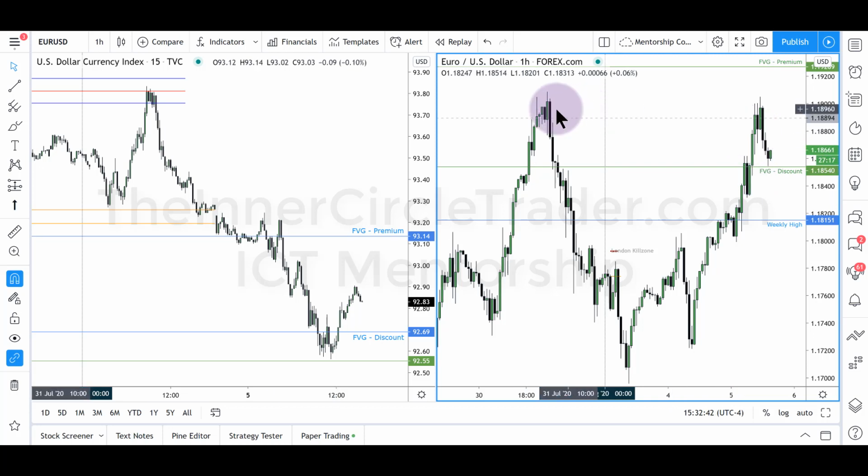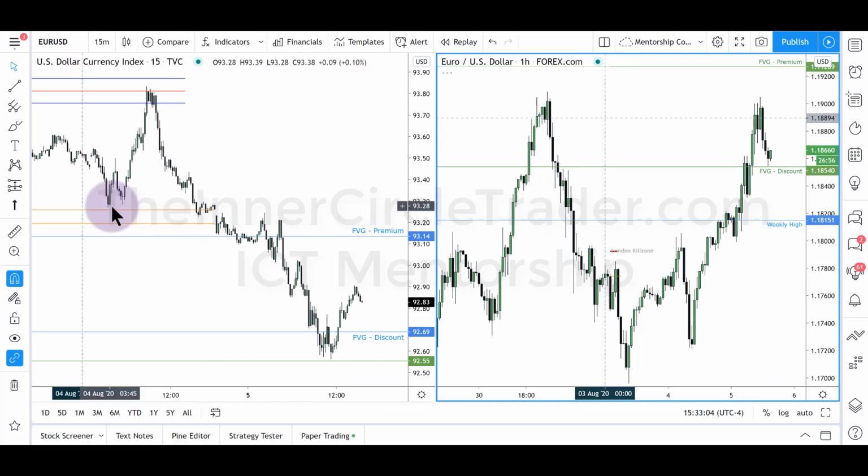And then we have the rejection block here, extending out in time there. Actually, I think it just falls 1 pip short of that. But the 4 hour, if you look at the 4 hour rejection block in this swing, it works perfectly. It's just a beautiful delivery of that. But nonetheless, that's the fair value gap.